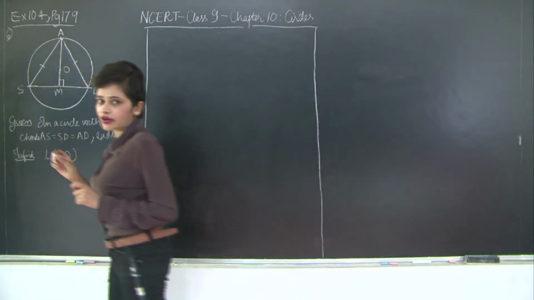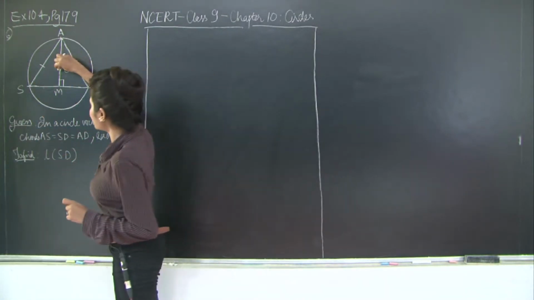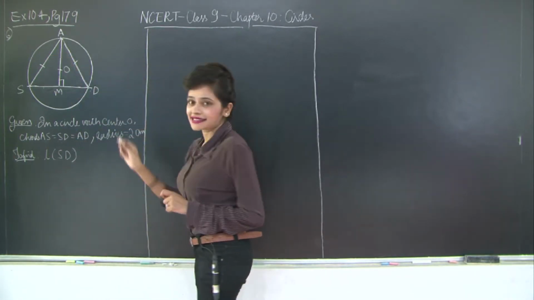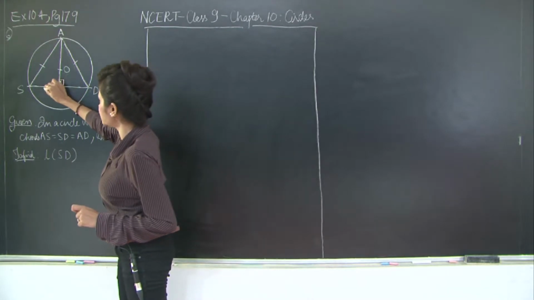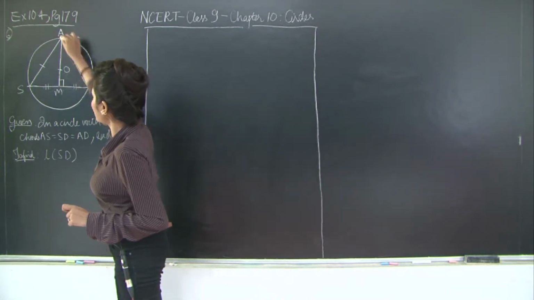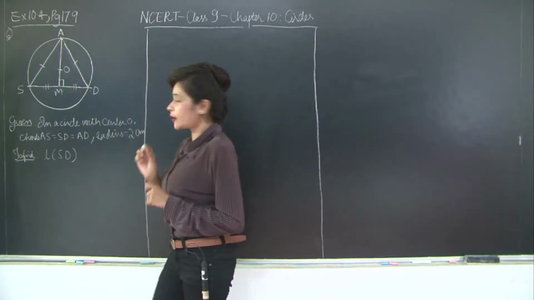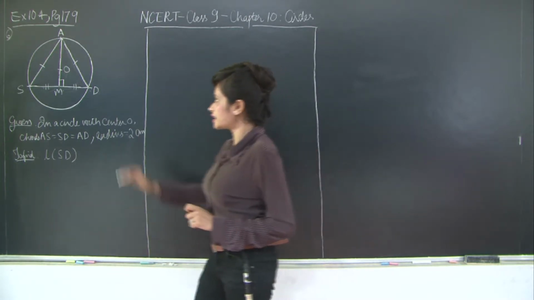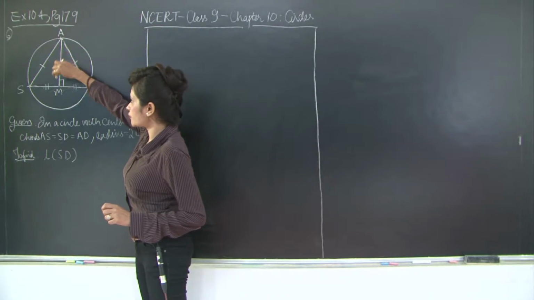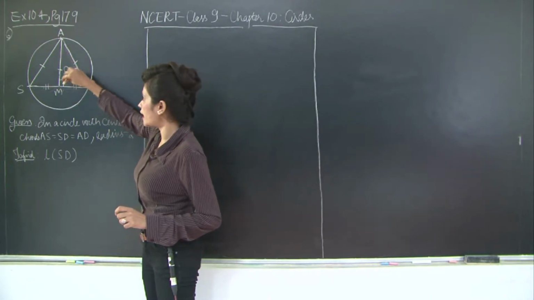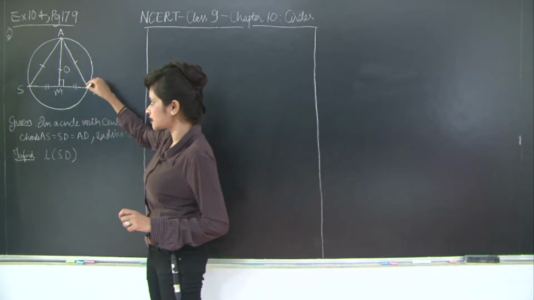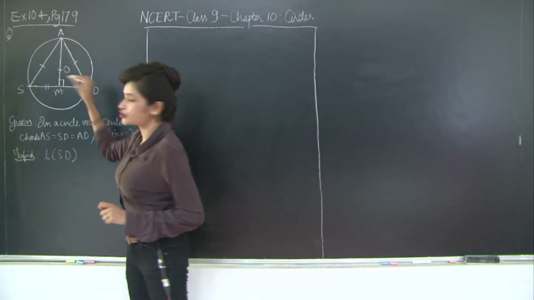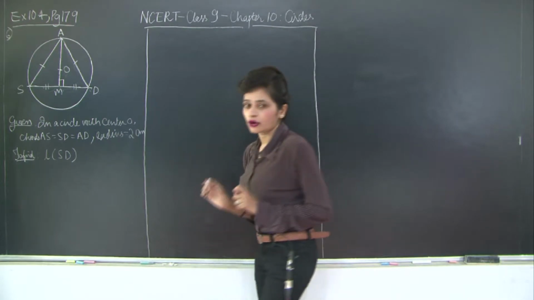Altitude is the height, right? Now why is this altitude passing through point O, which is the center? Because as I told you, M is the midpoint of SD and this line AM is the perpendicular. And what have we learned at the start of this chapter? The theorem that the perpendicular drawn from the center of the circle to the chord bisects the chord. Now M here is bisecting the chord SD, therefore O is the center and AM passes through O. So I hope this is clear.